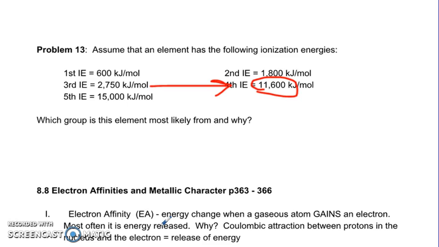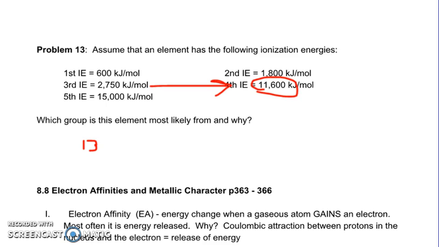So what group has three valence electrons? Hopefully you know this is 13. So this comes from group 13 because it takes a huge jump in energy to remove the fourth electron. So the first three, you've removed the three valence electrons. The next one, you're removing the noble gas inner electrons.